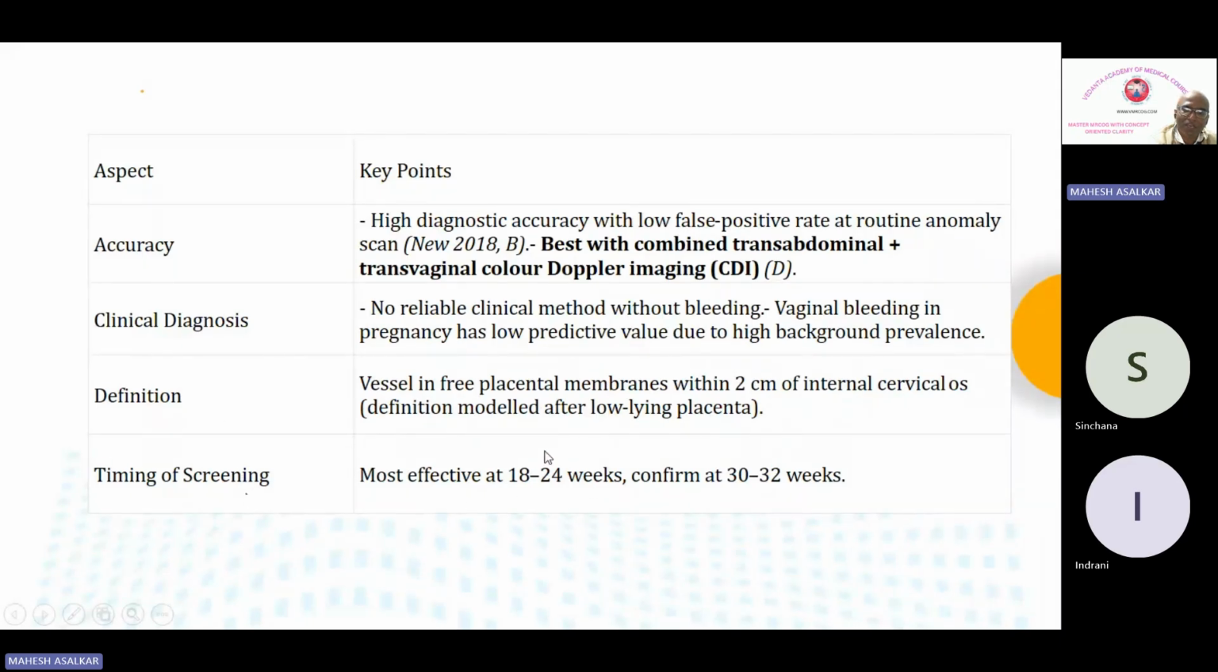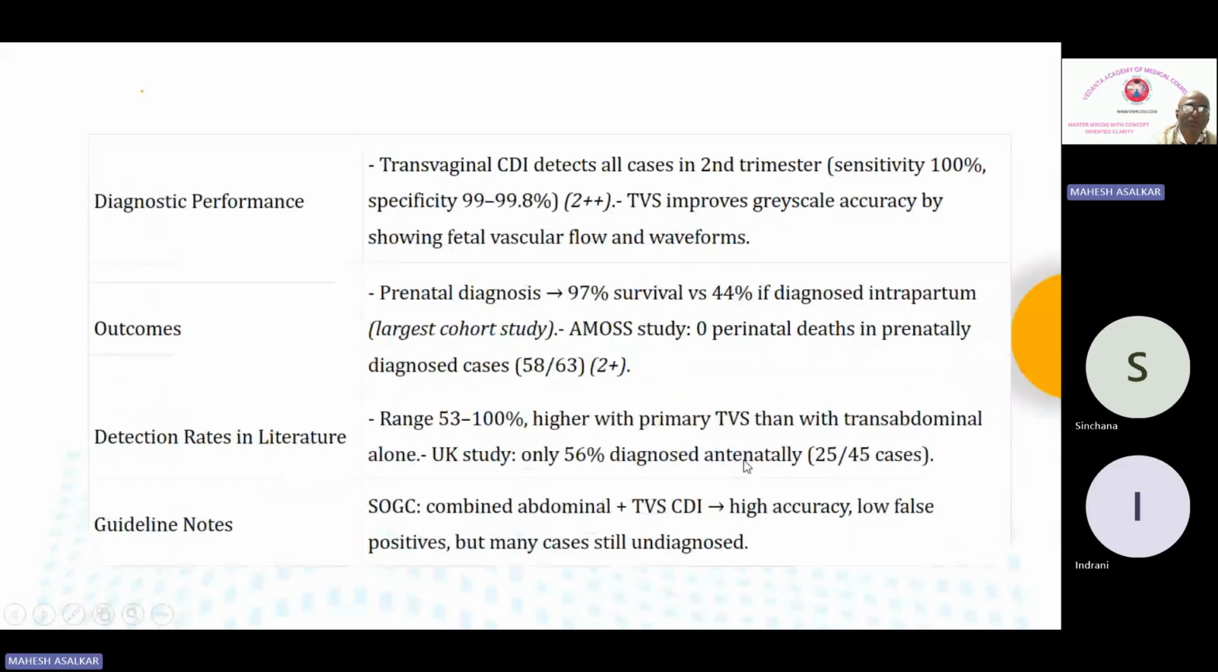Timing of screening is around 18 to 24 weeks of gestation, somewhere around the malformation scan, and confirm this at 32 weeks of gestation. Diagnostic: we have seen TVS and color Doppler imaging in the second trimester, and sensitivity is high. Prenatal outcome: if diagnosed prenatally, there is a 97% survival rate, more than 95% as we have already seen, while if diagnosed intrapartum, survival is only 44%, with more than 60% mortality. These are the important things to learn regarding this.